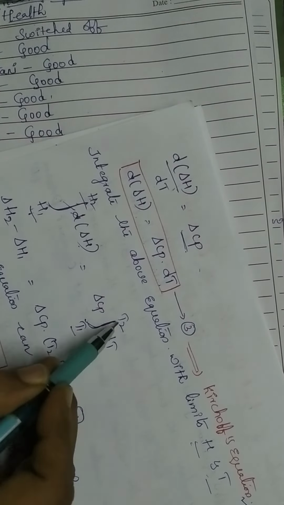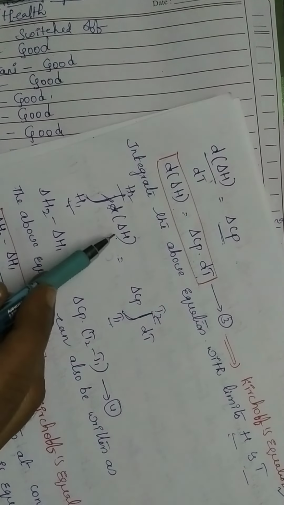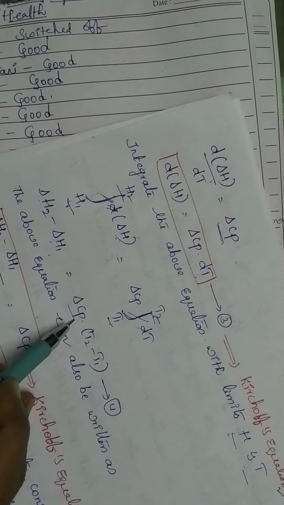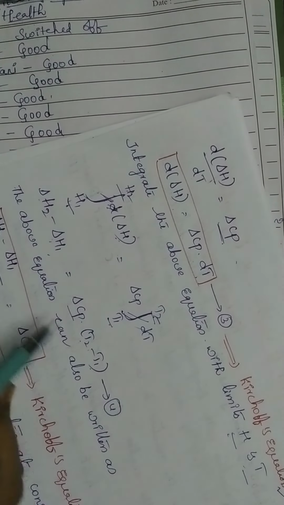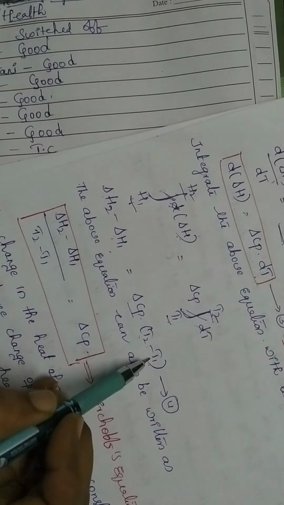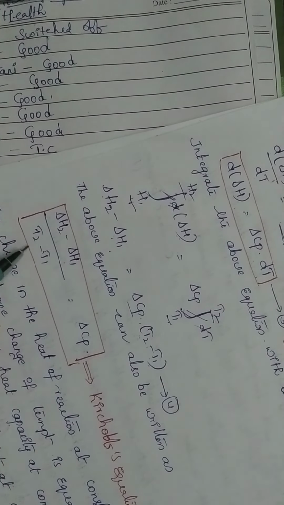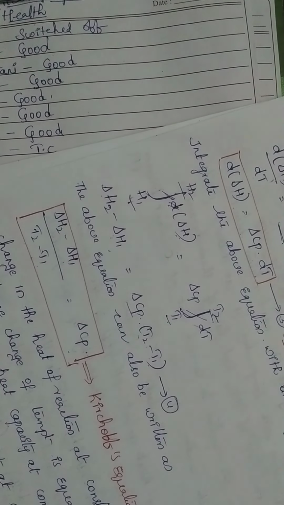So we know that integration and differentiation will cancel. We have to substitute the upper limit, delta H2, minus the lower limit, delta H1. In the same way, here the differentiation and integration cancel. For delta Cp we substitute the upper limit T2 minus T1. The above equation can also be written as delta H2 minus delta H1 divided by T2 minus T1 is equal to delta Cp. It is called Kirchhoff's equation.